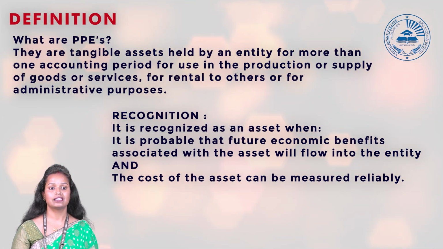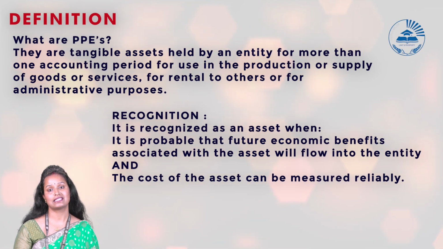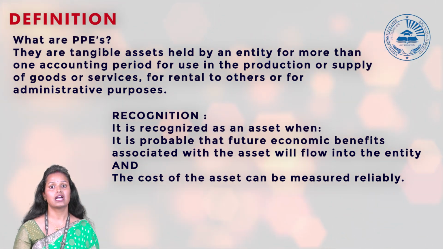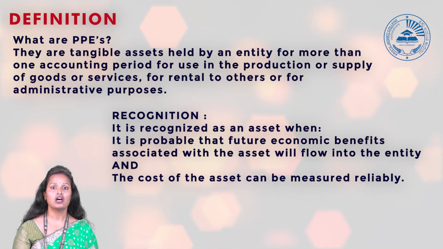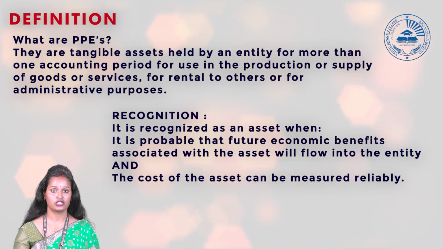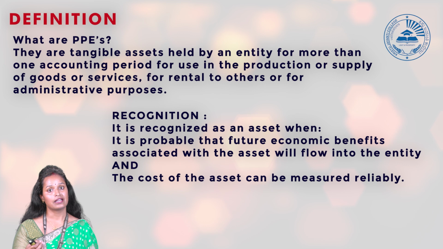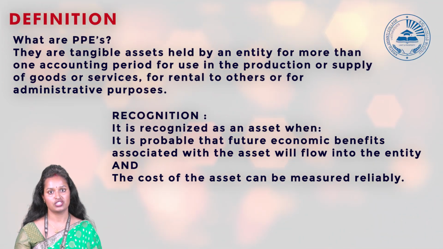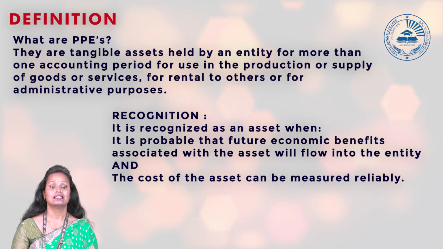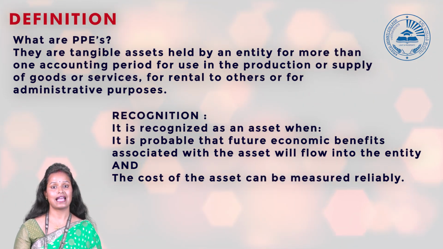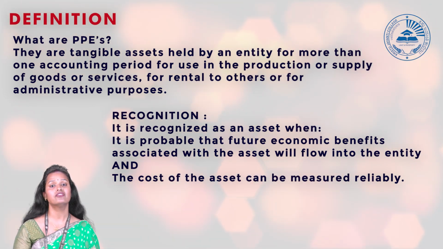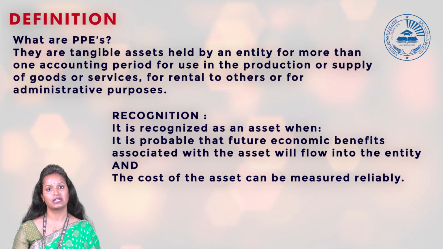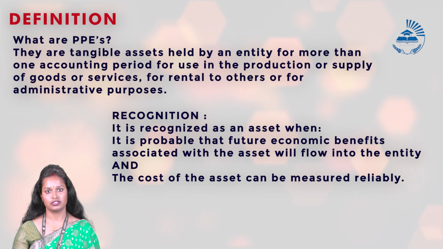Now the next criterion is the cost of that particular asset must be reliably measured. Whatever asset we are having and using, the cost of the same must be reliably measured, because if the cost is not reliably measured, then we will not be able to record it in our balance sheet. So it is very important that if we have to recognize it as an asset, it must have a future economic benefit and the cost of that particular asset must be reliably measured.